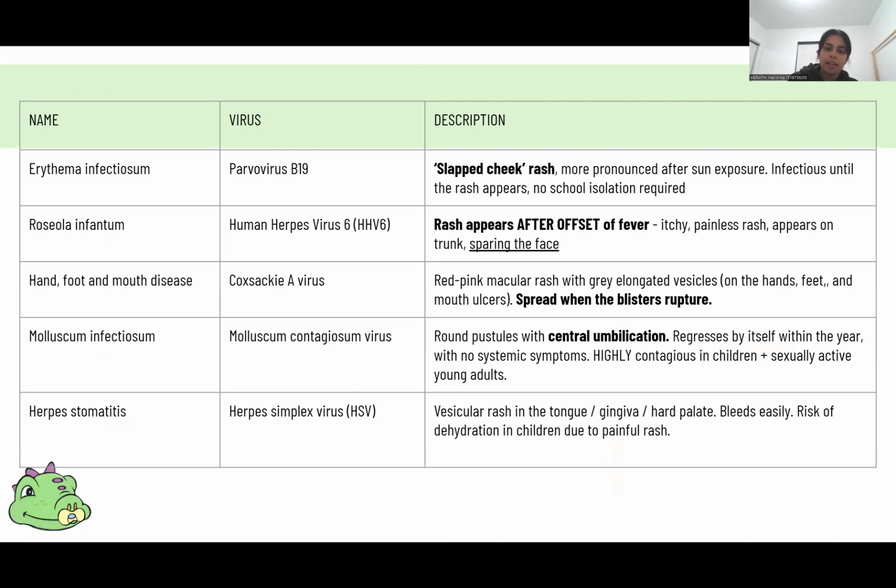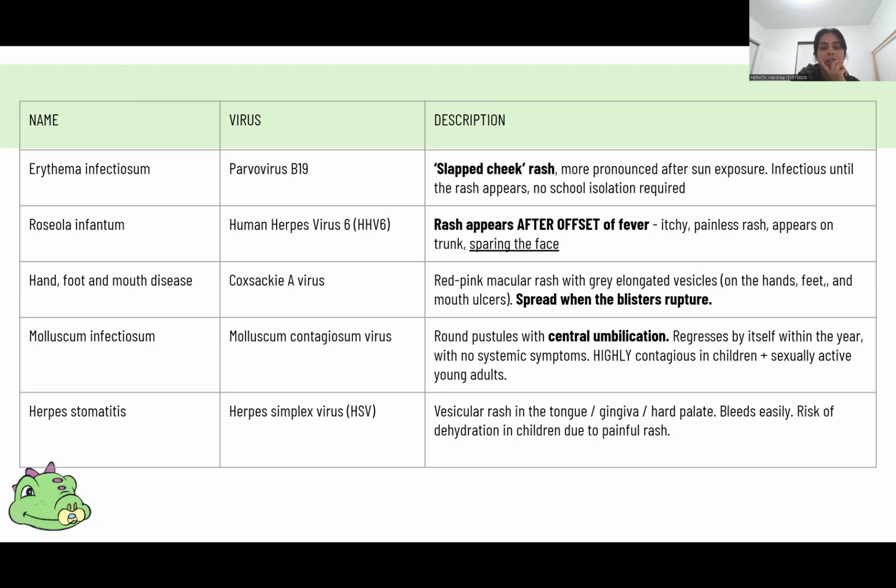So these are the other virus-induced rashes that we need to be aware of. So slap cheek, caused by parvovirus B19. Usually, like 3 kids, like siblings, will come in together, and they've just got these really red cheeks. Now, the onset of the rash happens once the child's no longer infectious, so they don't need any school isolation. And there's not many other symptoms other than the slap cheek itself. So, you know, there's no need for school isolation.